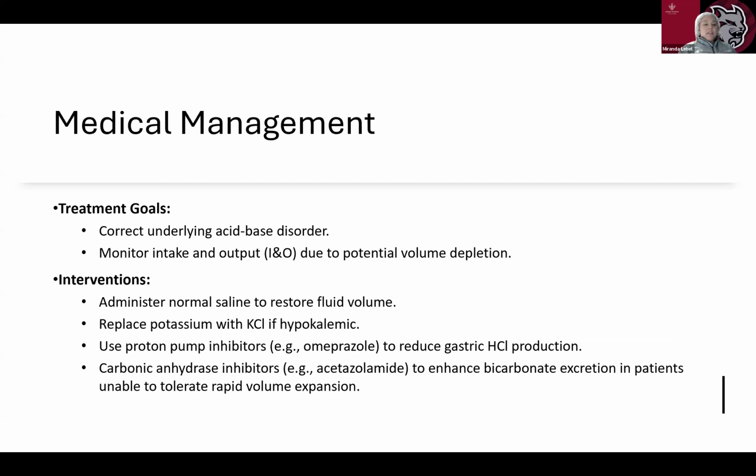So treatment goals for this condition is we're going to correct the underlying acid-base disorder. We're going to monitor intake and output due to potential volume depletion. We're going to administer normal saline to restore fluid volume, replace potassium with KCl if hypokalemic, use proton pump inhibitors to reduce gastric HCl production, and carbonic anhydrase inhibitors to enhance bicarb excretion in patients unable to tolerate rapid volume expansion.